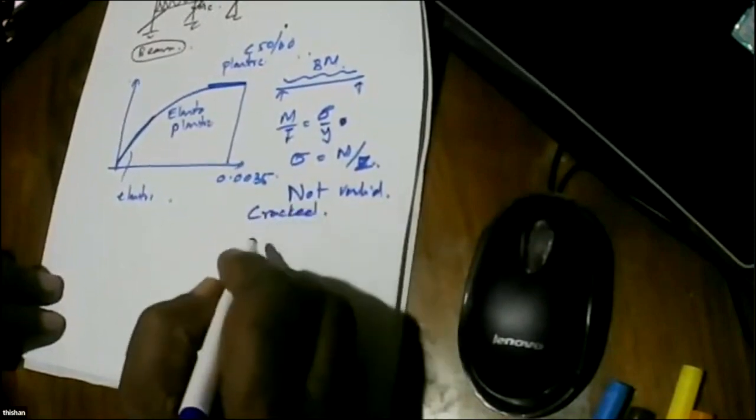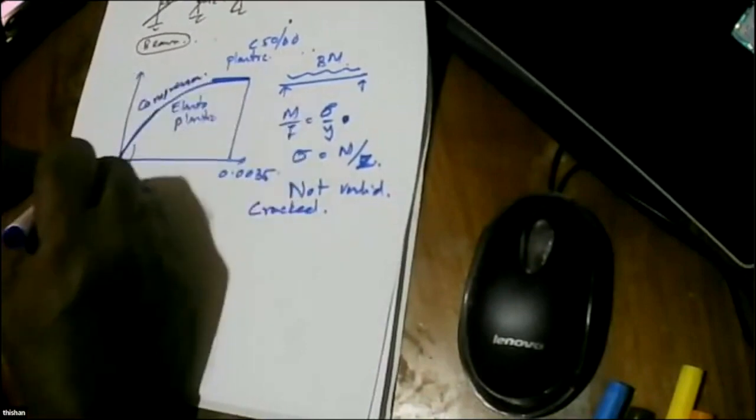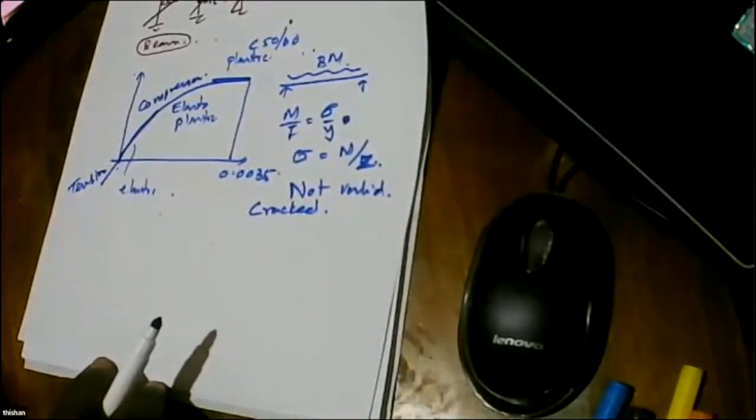Why do you say cracked? We generally don't draw this part. This is the compression part. This is the tension part of the stress strain curve. We don't draw it. Why? Concrete is very weak in tension. It cracks. It breaks. So we ignore this part.